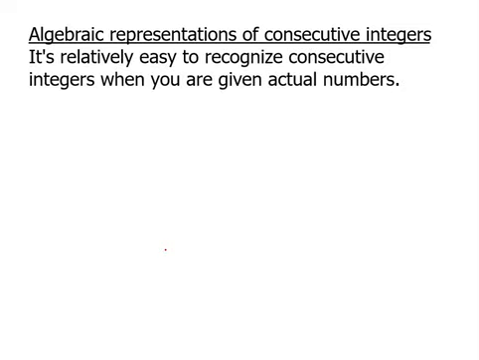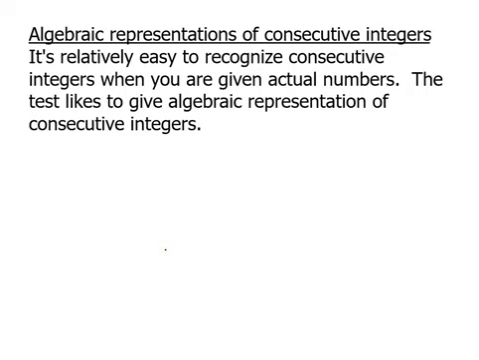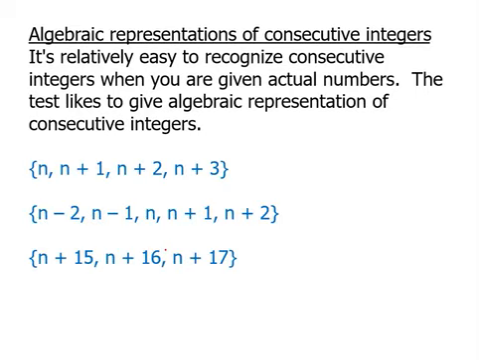Now here's where it really gets interesting, the algebraic representations of consecutive integers. It's relatively easy to recognize consecutive integers when you're given actual numbers. The test likes to give algebraic representations of consecutive integers. So what does this look like? Well, for example, all of these are sets.